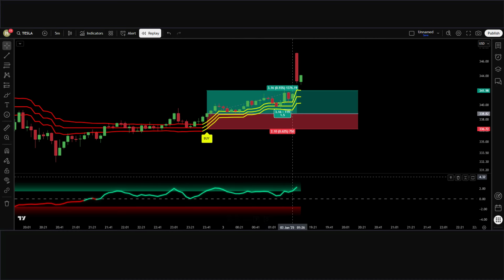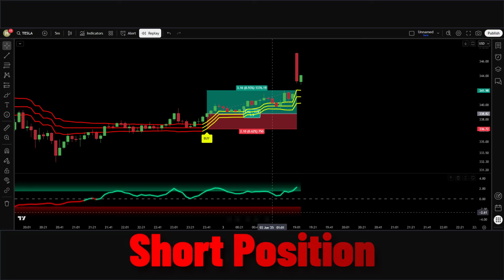The market has completely hit the target. Now let us understand the short position.